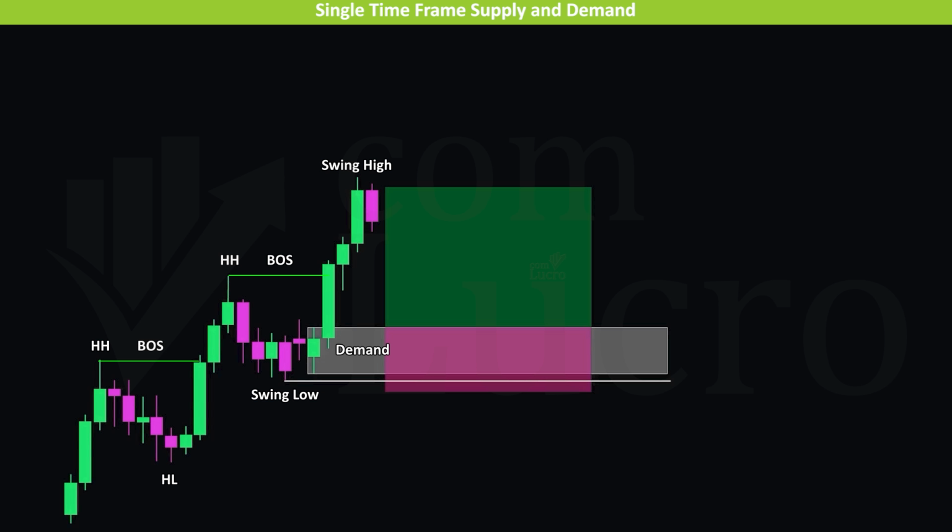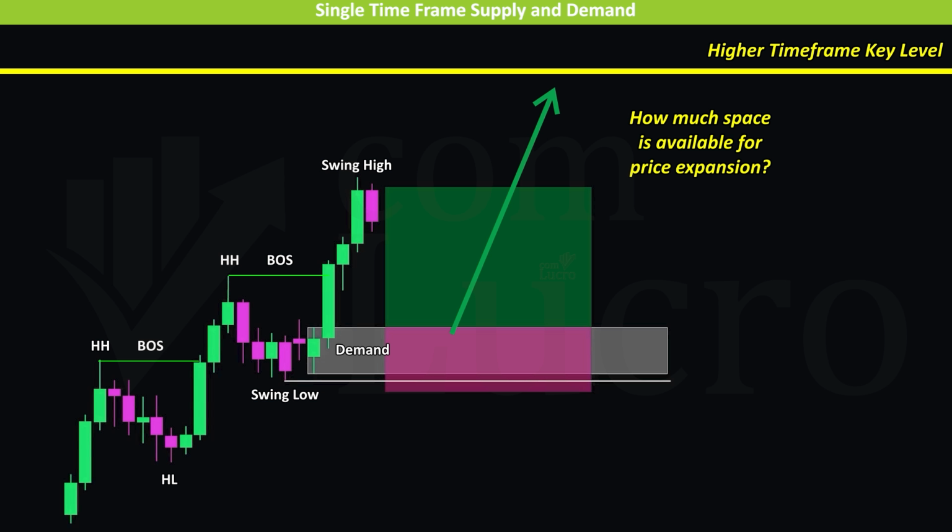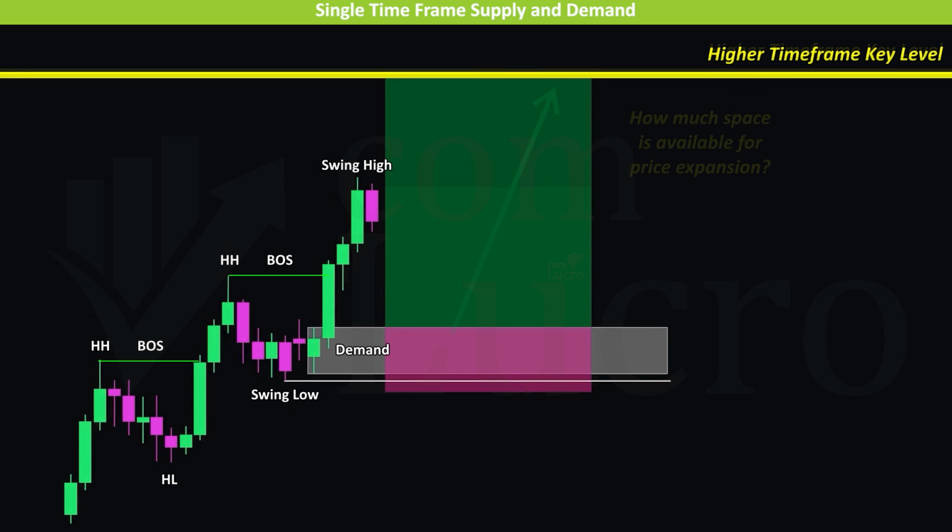But before finalizing the trade, pause and evaluate one critical factor. How much room does price actually have before reaching the next key level on the higher time frame? For example, in this scenario, imagine we zoom out to a higher time frame and notice that price still has significant space before reaching the next major level. In that case, entering the trade makes logical sense, because there is room for price to move.